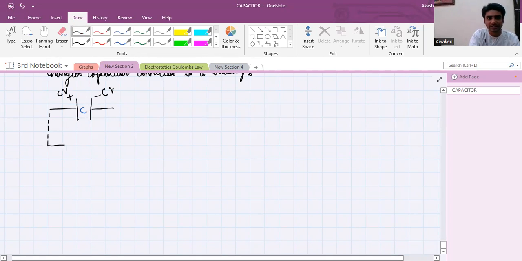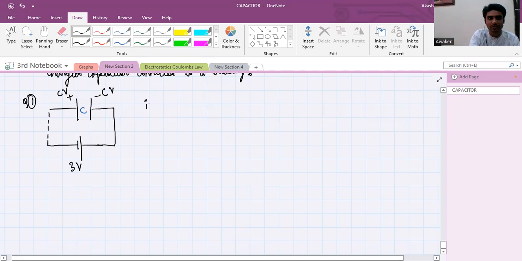Now this capacitor is connected. The question is clear: initially, the capacitor is already charged. Now the capacitor is connected to a battery like this, which has a potential of CV, right?